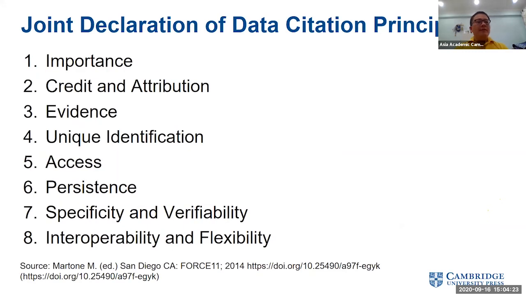And of course, we have this Joint Declaration of Data Citation Principles. That means that if you want to cite the data from any of the public repositories, you need to have all these principles in mind. So it has to be important: the credit and attribution, who owns the data, the evidence, the unique identification, the access, persistence, specificity and verifiability, interoperability, and flexibility. So if you want to know more, you can just go to the source and have a read.